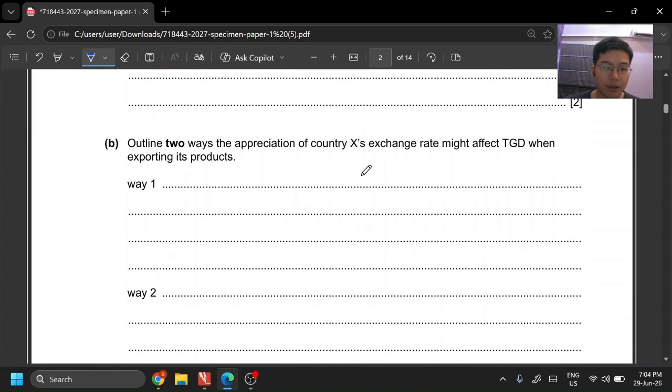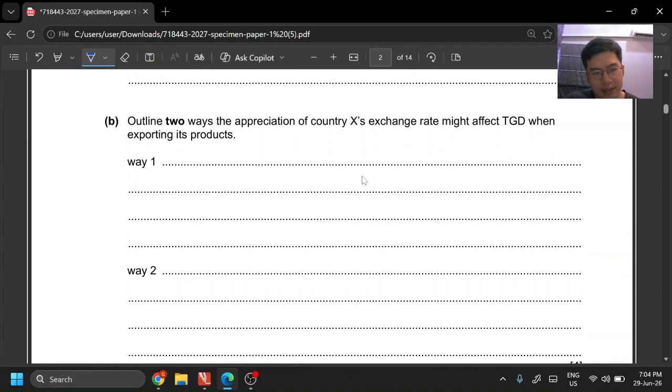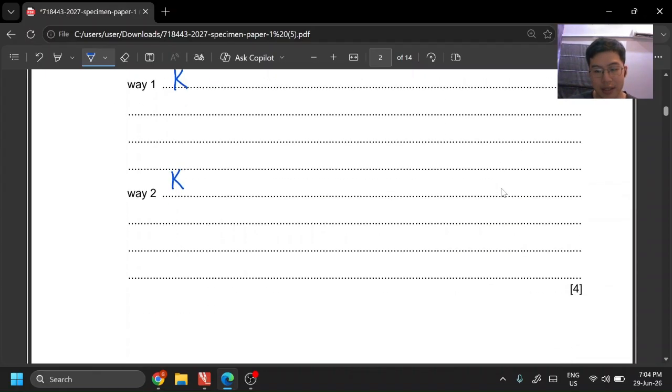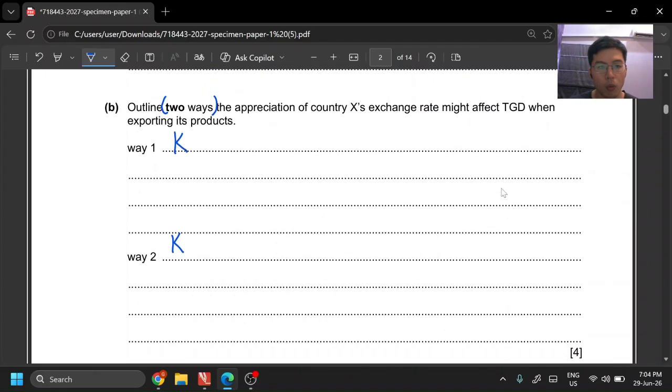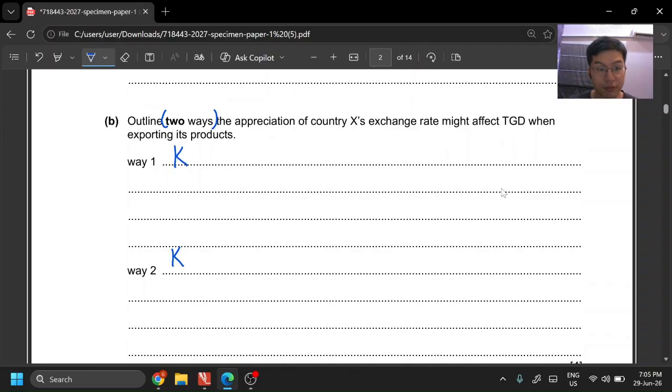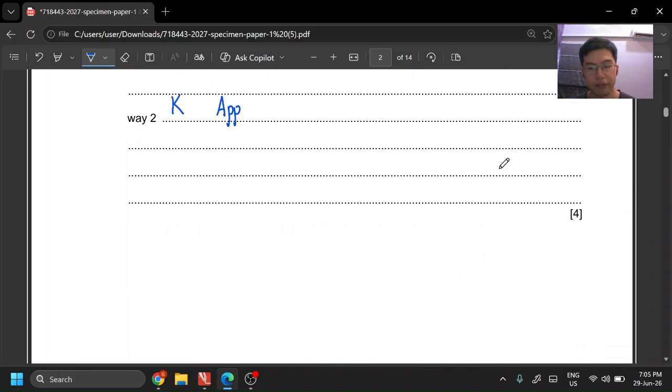Now let's look at B, right? B. So we have 2 ways, meaning to say we have 2 points. So remember, 1 point is 1 knowledge mark. So we have 2 knowledge marks so far. The total marks is 4 marks. Okay. What about the other 2 marks? Pause the video and maybe think about it. The other 2 marks comes from application because there is a name in the question. Name in the question has application. So 4 marks, done.